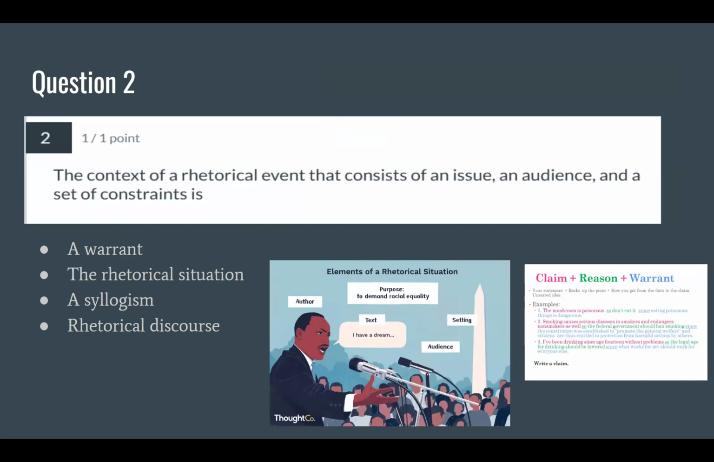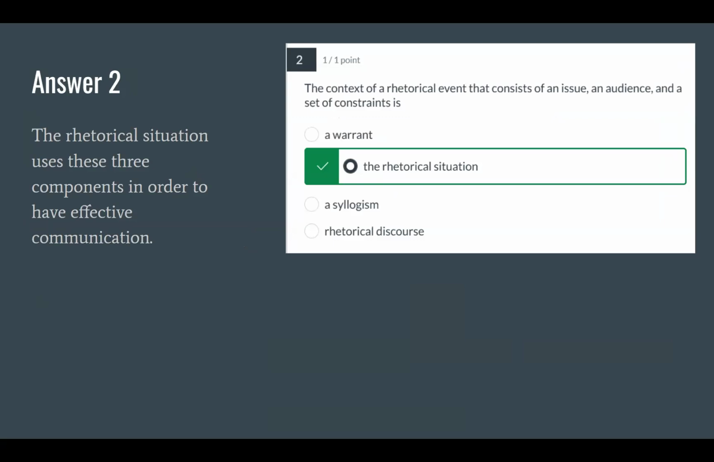Number two says the context of a rhetorical event that consists of an issue, an audience, and a set of constraints is a warrant, a rhetorical situation, syllogism, or a rhetorical discourse. So when you take these three factors being issue, audience, and set of constraints, this is going to be a rhetorical situation. Rhetorical situation uses these three components in order to have effective communication. So when you have these three, it's going to be a rhetorical situation.